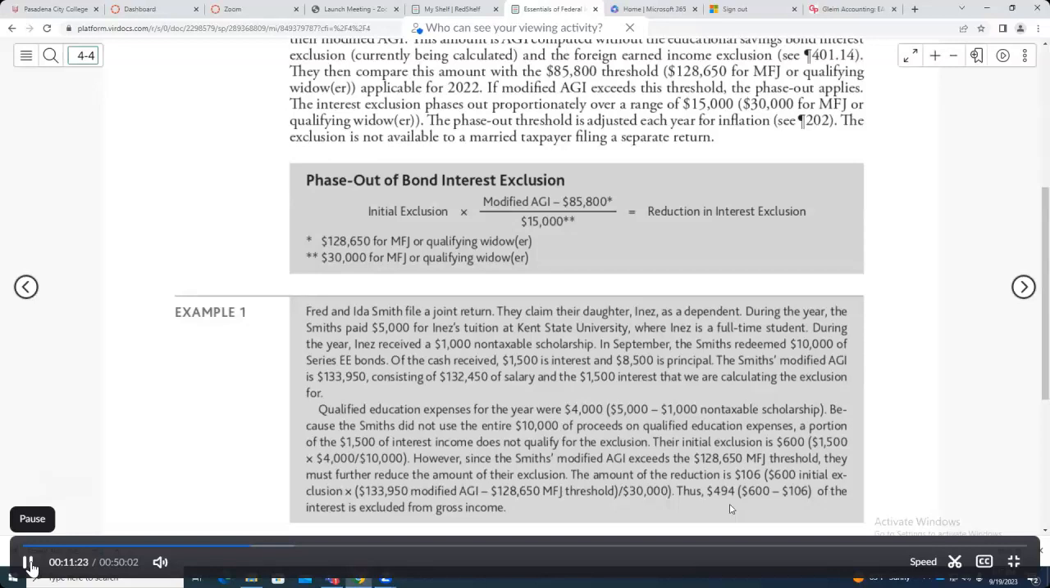Make sense? So the IRS wants to make sure how much you spend for your education, and based on that expense gives you a ratio that you multiply with the interest earned to get the interest tax-free amount.